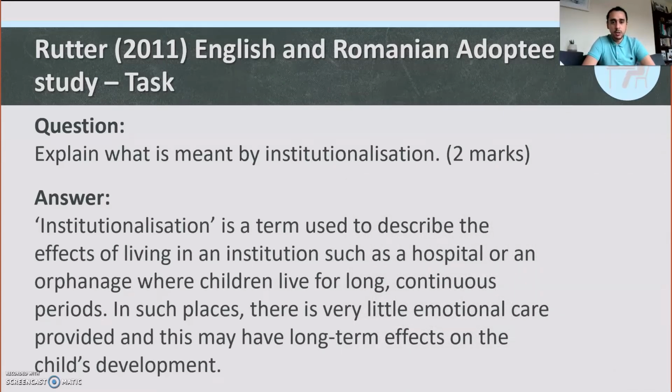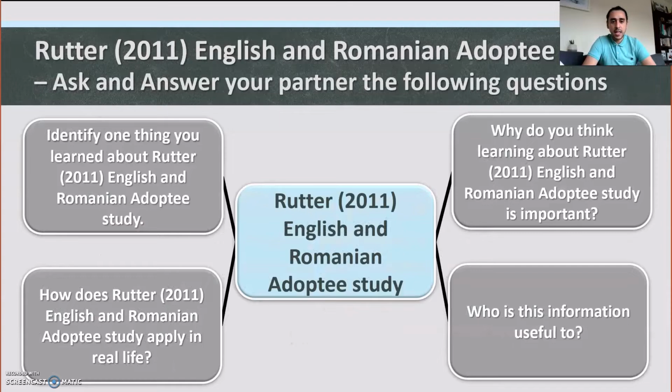Institutionalization is a term used to describe the effects of living in an institution such as a hospital or an orphanage where children live for long continuous periods. In such places there is very little emotional care provided, and this may have long-term effects on the child's development. They are maternally deprived. And that's Rutter's English and Romanian Adoptee study.